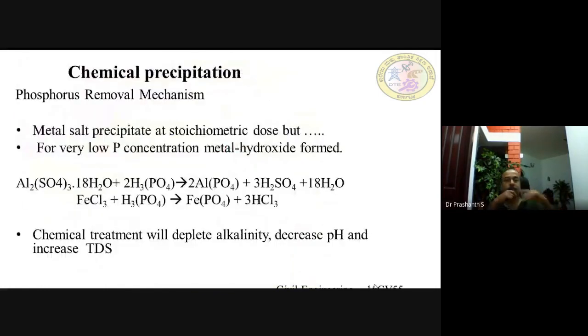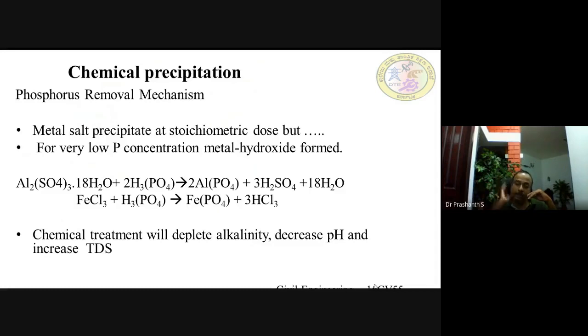See, in the chemical precipitation, what happens? We have studied flocculation, then coagulation in the water treatment. Understand? Here also, we are going to use a coagulant. This coagulant is going to react with the phosphate to form a precipitate, and because of the heavy nature of the precipitate, it is going to settle down, and we are going to scrape it.